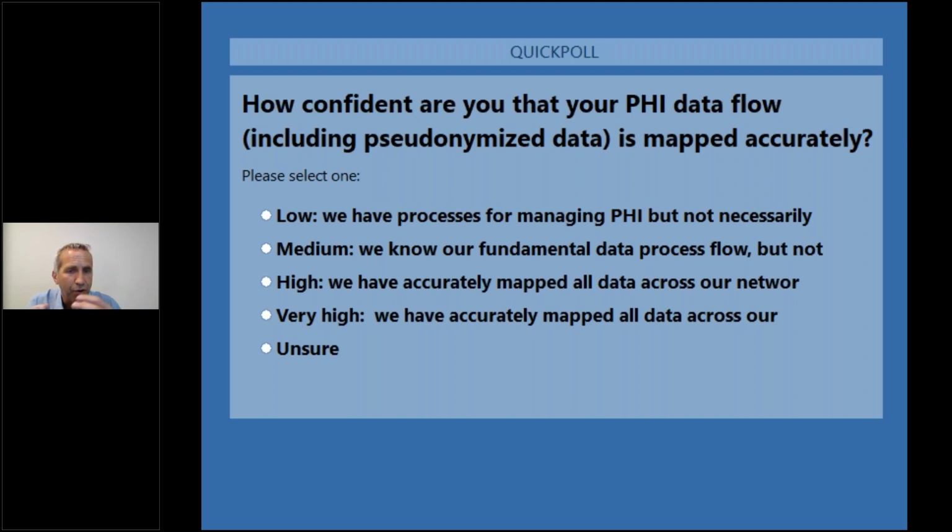Low, you've got a process for it, but not necessarily mapping the whole end-to-end flow. Medium, you know your fundamental flow, but not necessarily ensured that absolutely everything is covered. High, yes, we're confident we've mapped all the data across the network. Or very high, we've accurately mapped all the data across our network and had it independently verified, or you're not sure. Again, it's really important that you all give your personal opinions on this, because it will help us shape some of the narrative going forward to ensure we really cater for our audience here. So if you could all let us know your personal feelings around the particular healthcare data process that you're interested in or involved in, that would be really useful.